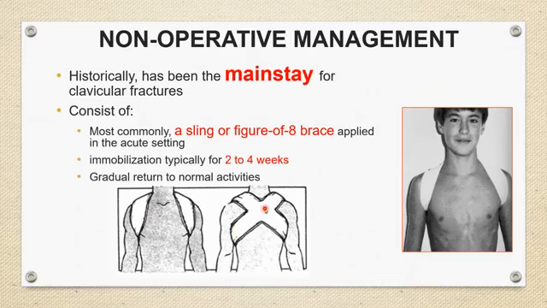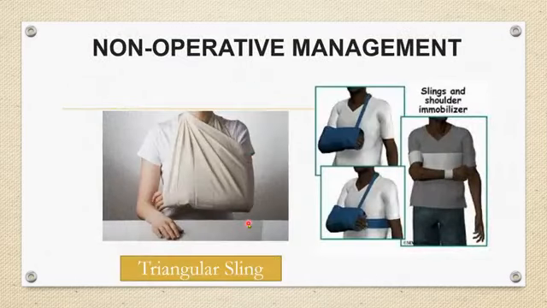Okay, you can see this goes this way and comes this way, like a figure of 8 brace. So this is one of the options, and what we use more commonly in our daily practice, even in our work, are these types of arm slings, or slings that are custom made.